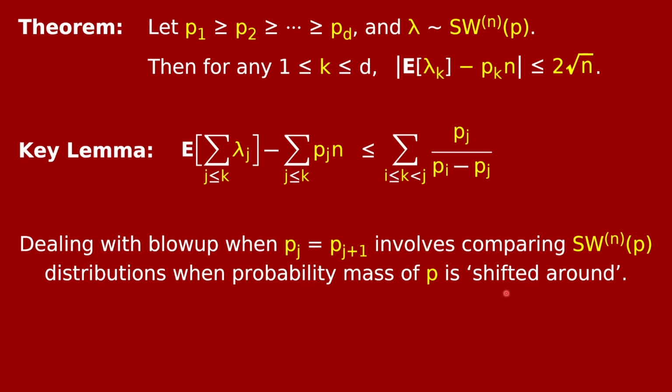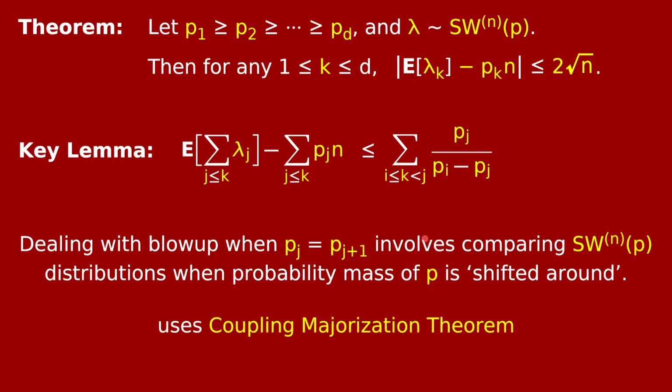But of course, once you do that, you have to understand how shifting probability mass around affects the distribution of the Young diagrams that you get when you apply the Pokemon process. So dealing with that and getting the appropriate results involves proving what we call the coupling majorization theorem. So this is a coupling theorem about the dynamics of the Pokemon or RSK process. So let me tell you a little bit about that theorem.